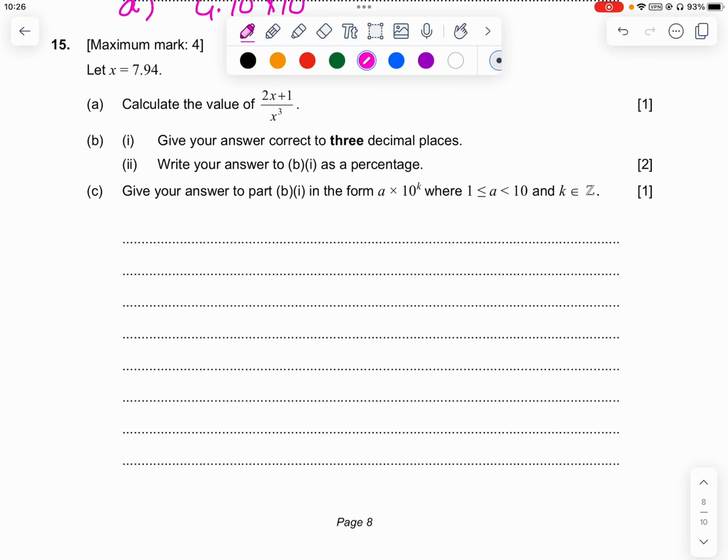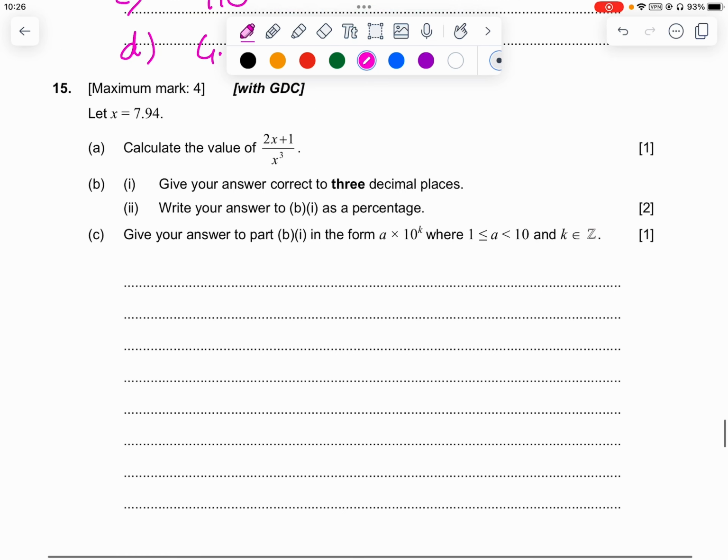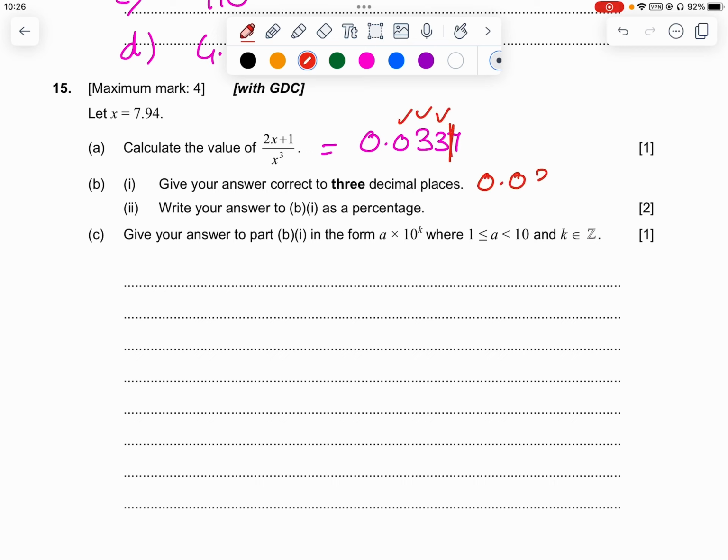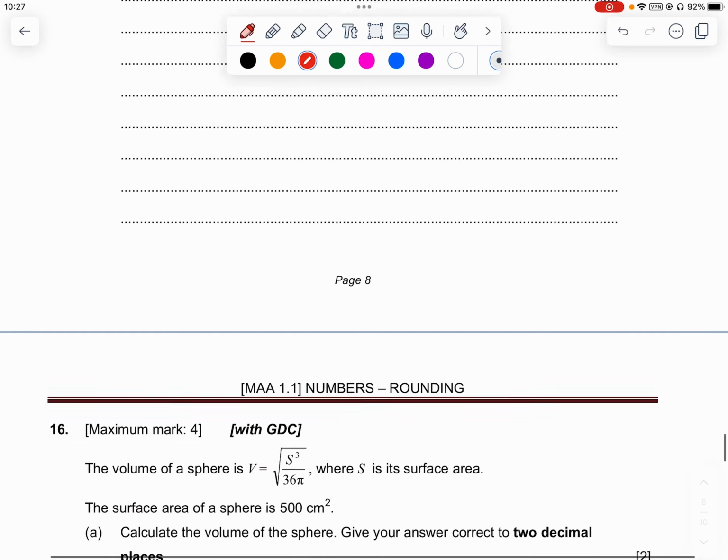Question number 15. Calculate the value of 2x plus 1 divided by x cube. So directly you can use the calculator. 0.0337. Three decimal places. 1, 2, 3. Draw a line after that. It is more than 5, so 0.034. Then as a percentage, 3.4 percentage. Write your answer in part B1 in standard form. So it's going to be 3.4 times 10 power negative 2.